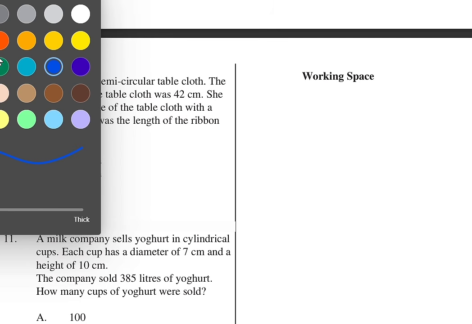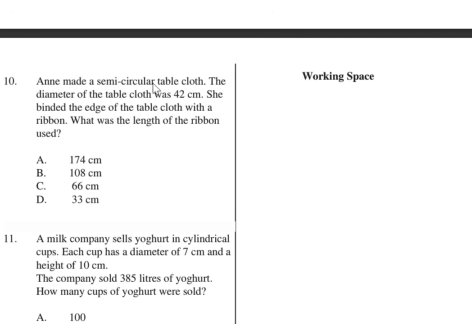Anne made a semicircular tablecloth. The diameter of the tablecloth was 42 centimeters. She binded the edge of the tablecloth with a ribbon. What was the length of the ribbon used?